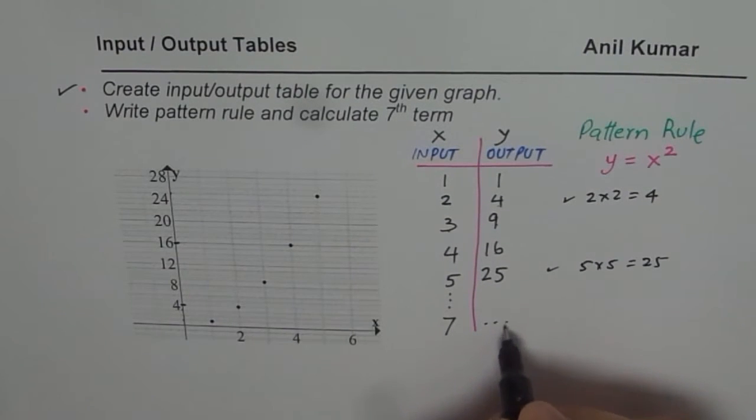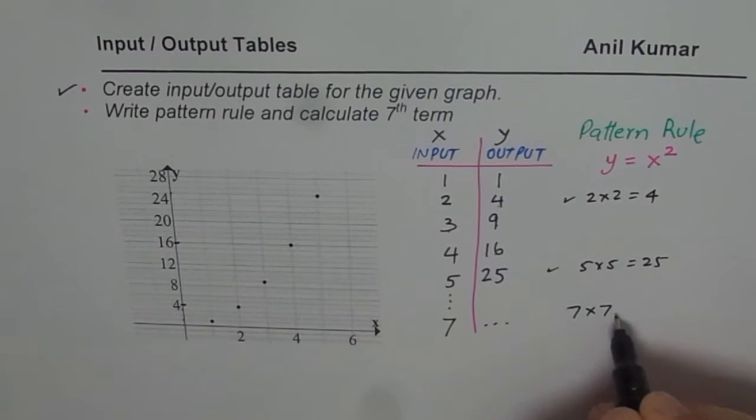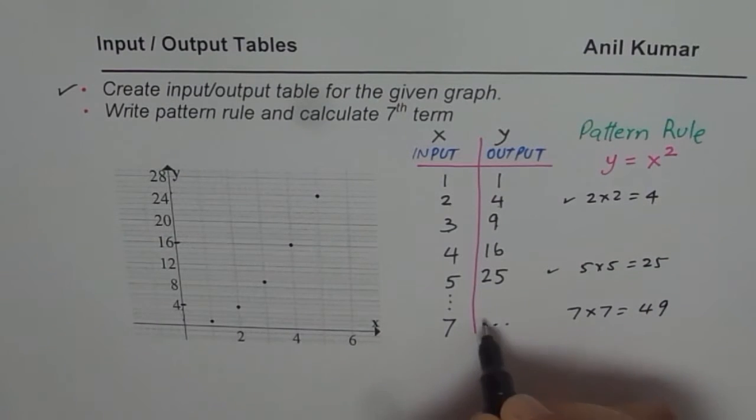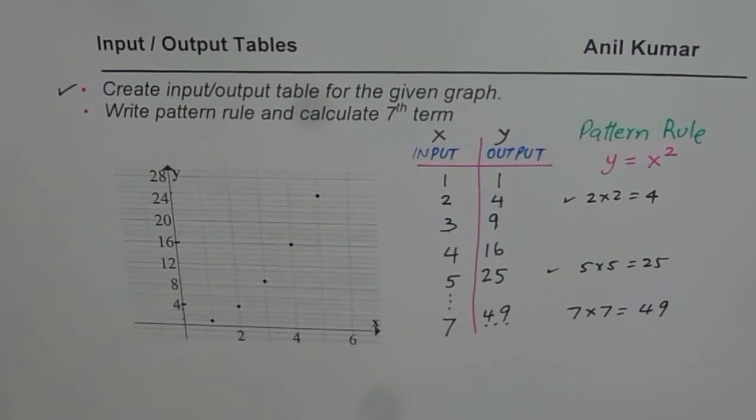So what should be the seventh term? It should be 7 times 7, which is 49. So 49 is the seventh term for us. So that is how you could answer such questions.